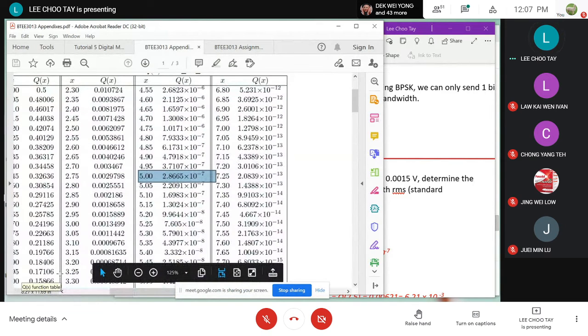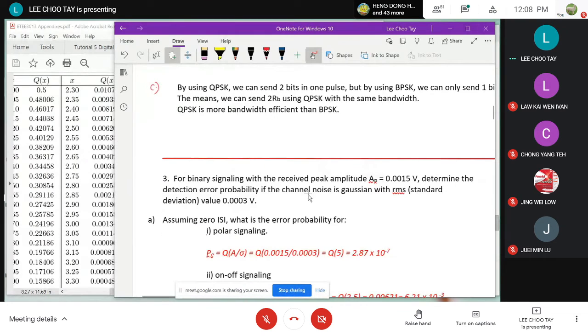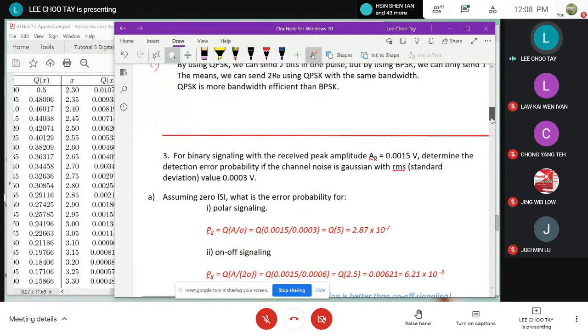All right, Q of 5 is here. So that means our Q(x) is 2.8665 times 10 to the power of minus 7. So that's our probability of error. All right, so I round up to 2.87.